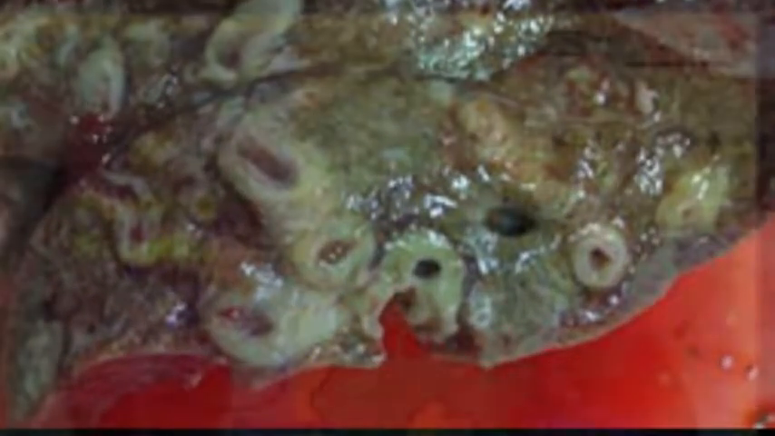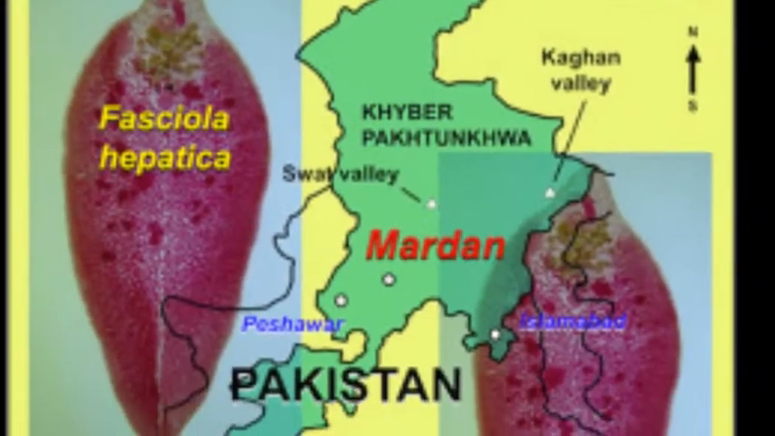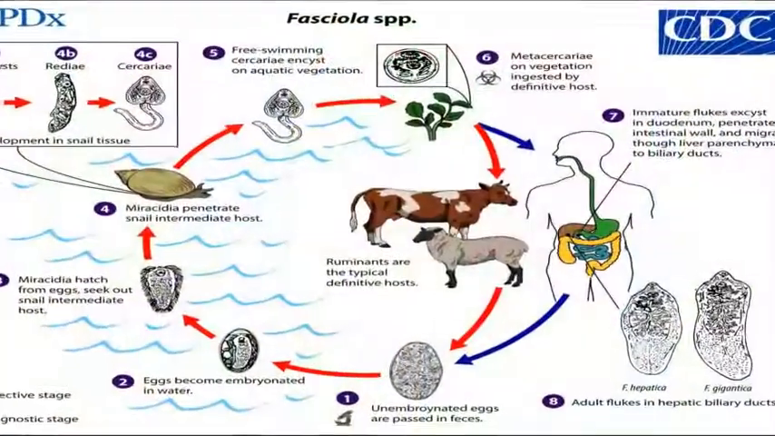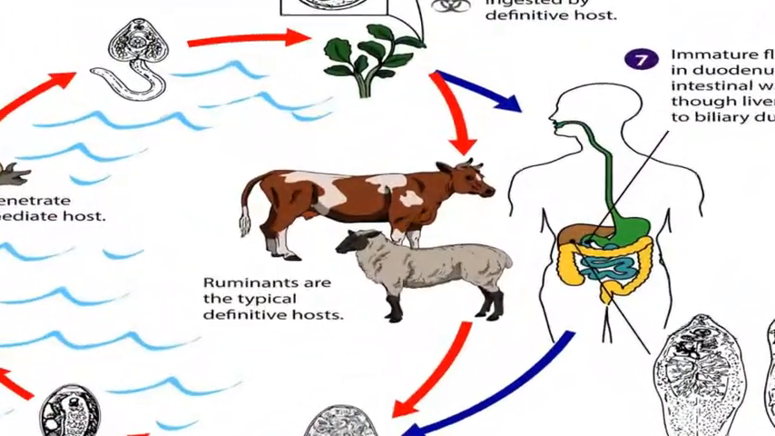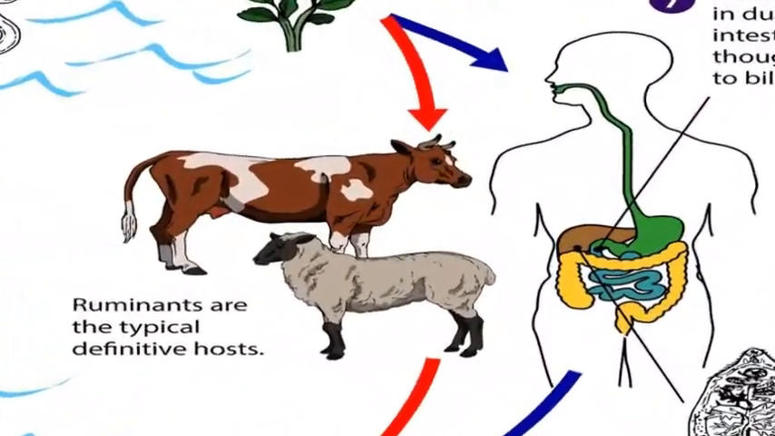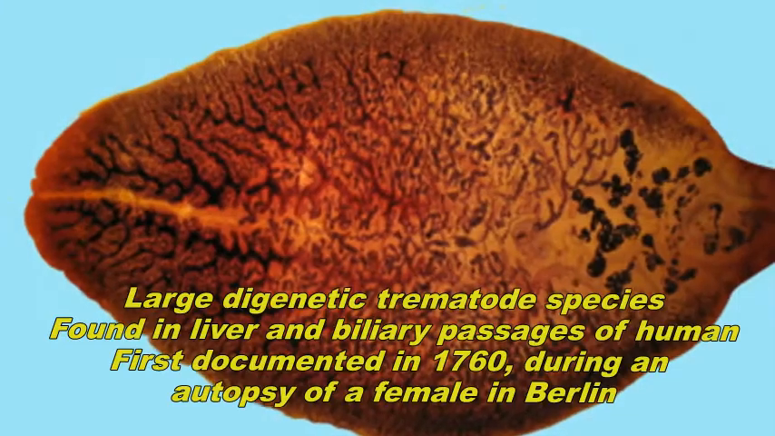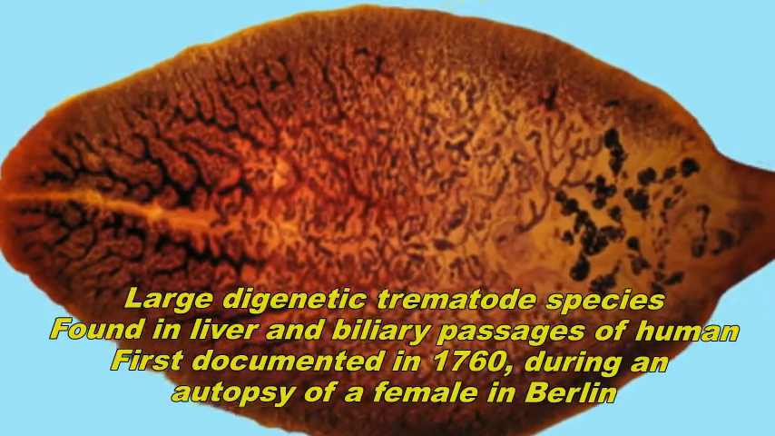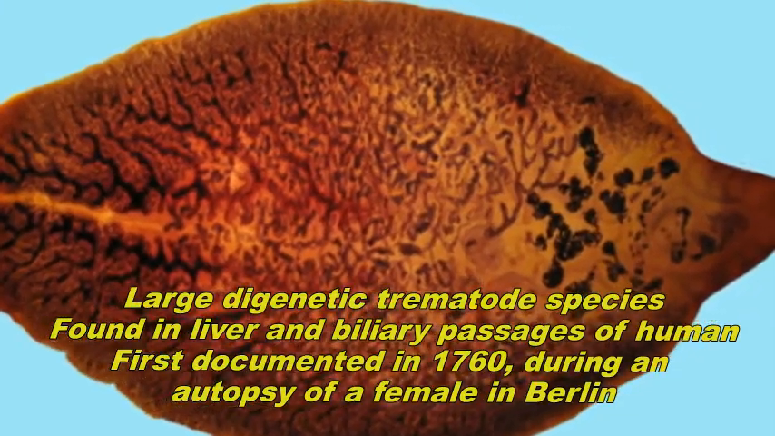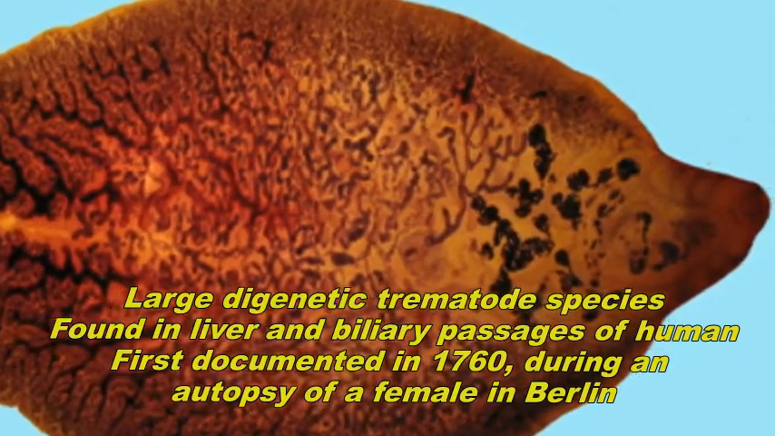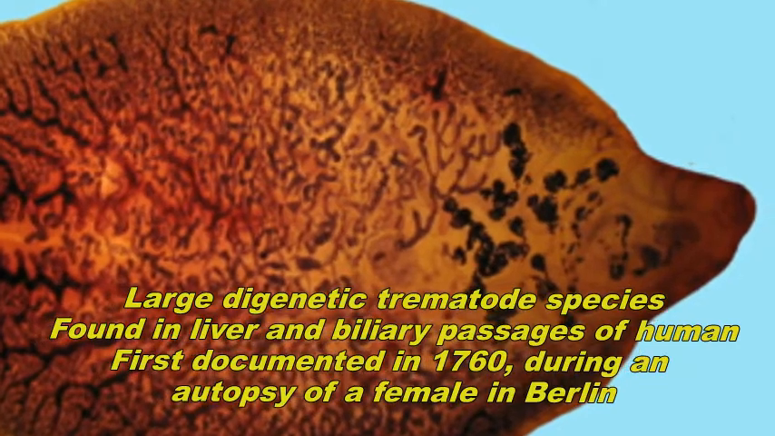Fasciola hepatica is distributed worldwide and causes great economic losses in sheep and cattle. It has been known as an important parasite of the sheep and cattle for hundreds of years. So next, let's go to the biology of Fasciola hepatica. As I've said, it is known as the sheep liver fluke, found in the liver and biliary passages of humans. It is a large digenetic trematode species.